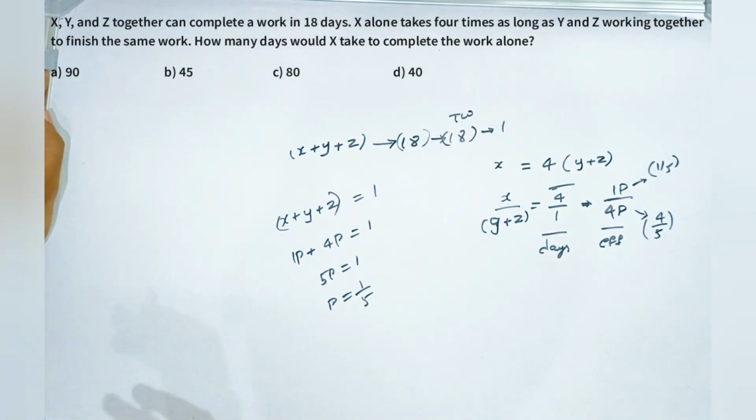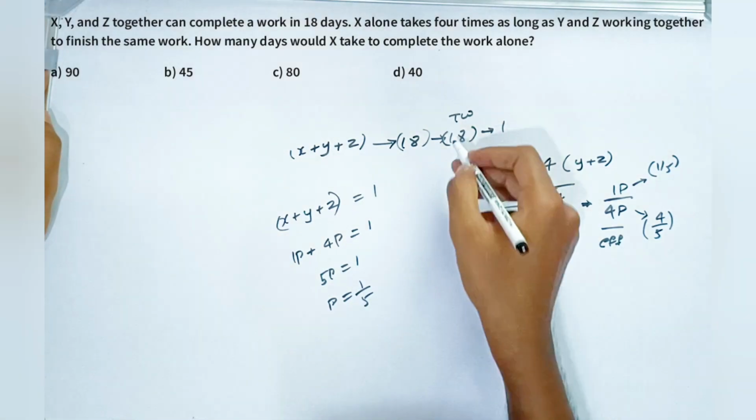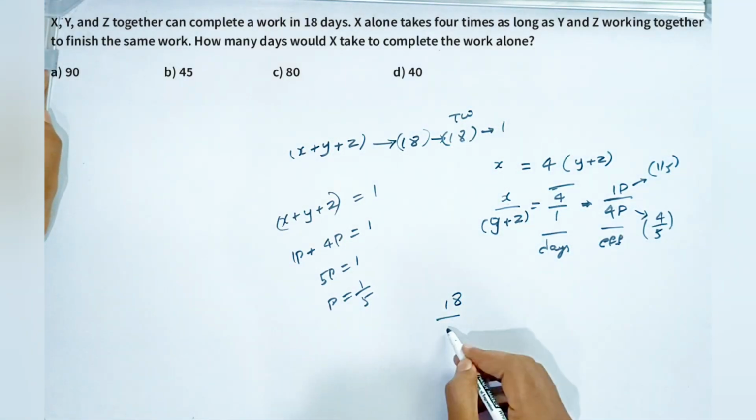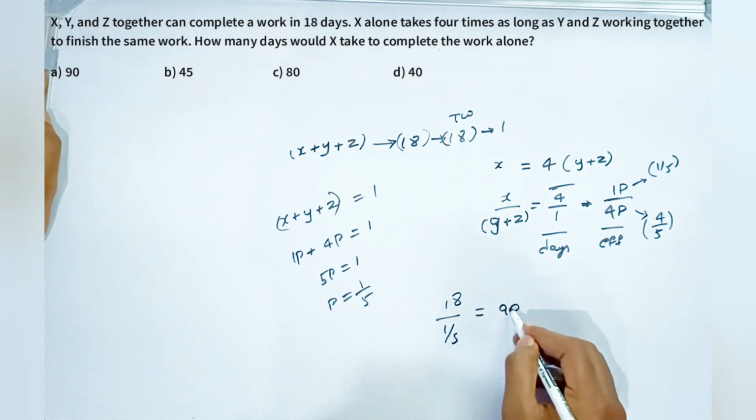Now let us come to the question. How many days would X take to complete the work alone? The total work is nothing but 18 and the X efficiency is 1 by 5. That is nothing but 90. So 90 is the answer.